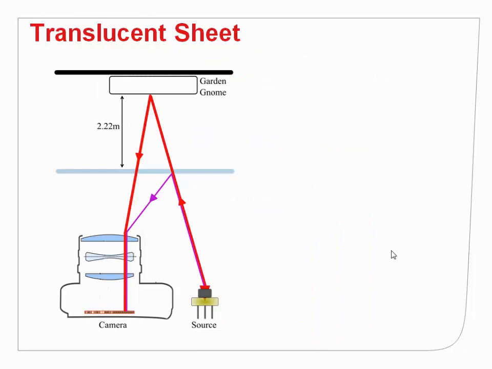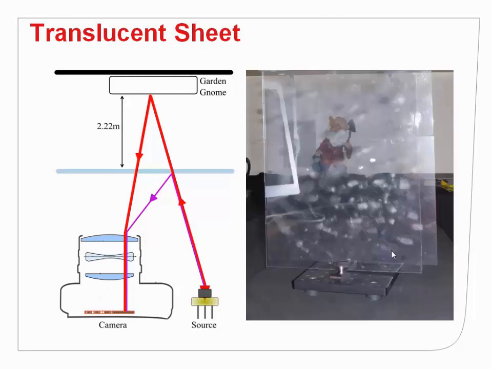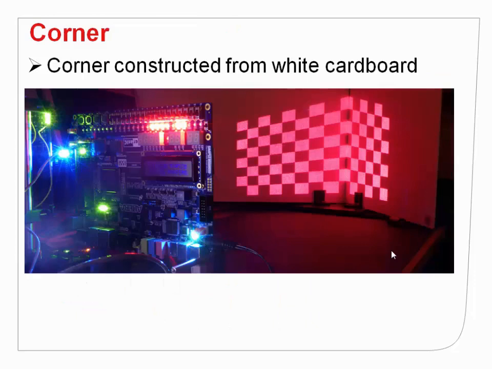For the first experiment, we placed the translucent sheet 2.2 meters in front of a garden gnome. This is what the garden gnome looks like through the translucent sheet. What we're trying to do is resolve the translucent sheet and the garden gnome. For the second experimental setup, we constructed a corner out of diffused white cardboard. This is a photo of the camera in action.